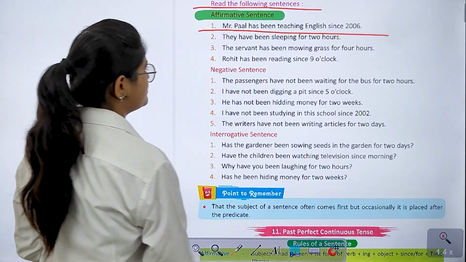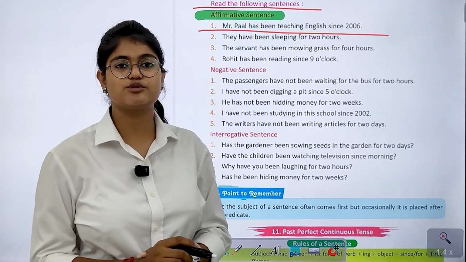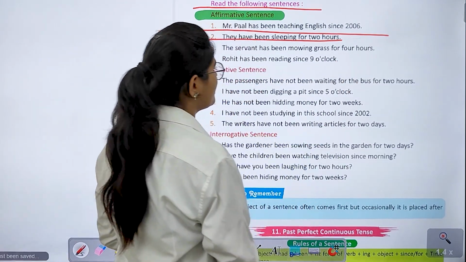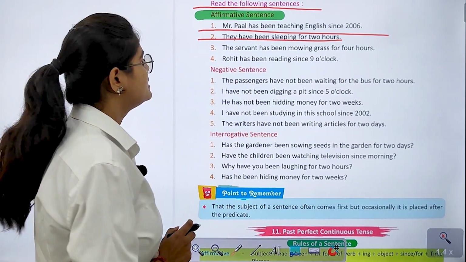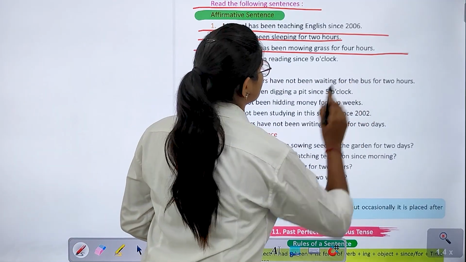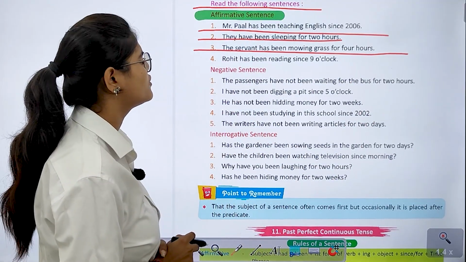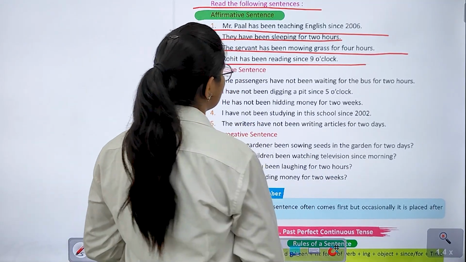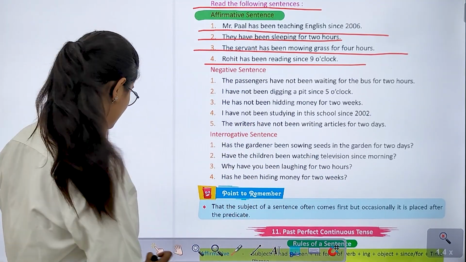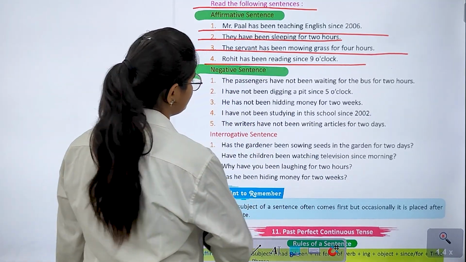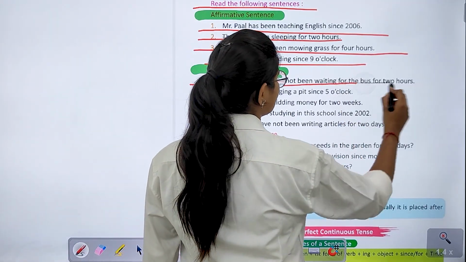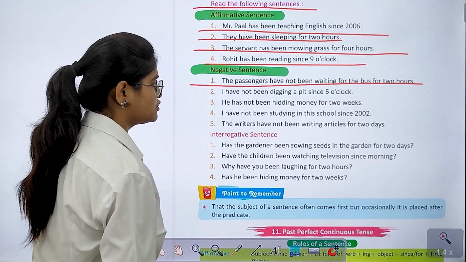Mr. Pal has been teaching English since 2006. Next is they have been sleeping for 2 hours. Next, the servant has been mowing grass for 4 hours. Right? Next is Rohit has been reading since 9 o'clock. After that, we have the negative sentences. So let's read them quickly. The passengers have not been waiting for the bus for 2 hours.